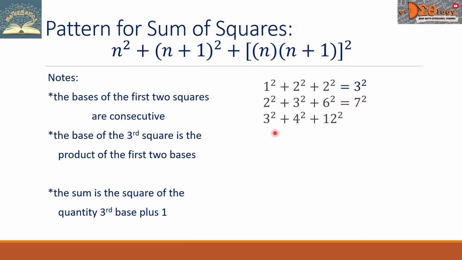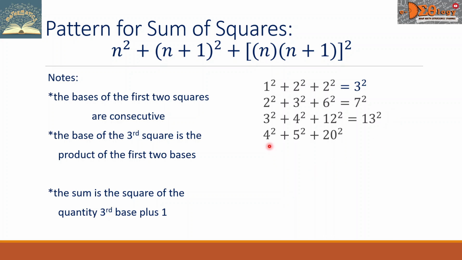Another example, 3 squared plus 4 squared plus 12 squared. The bases of the two squares are consecutive, 3 then 4. And this 12 is the product of 3 and 4. And the answer is 12 plus 1, and that is 13. Then we will square.